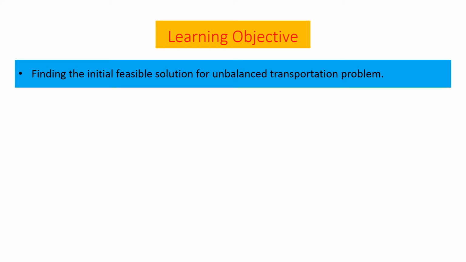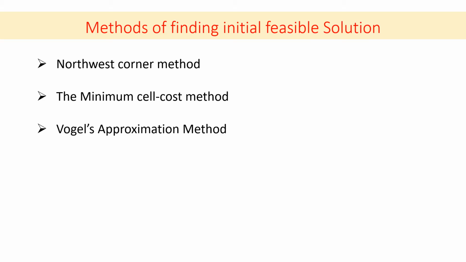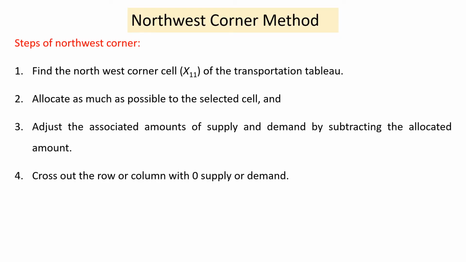So the objective is finding the initial feasible solution for unbalanced transportation problem. The methods used to find the initial feasible solutions are the northwest corner method, the minimum cell cost method, and Vogel's approximation method. Actually, the steps are the same as what we discussed in the previous lesson.